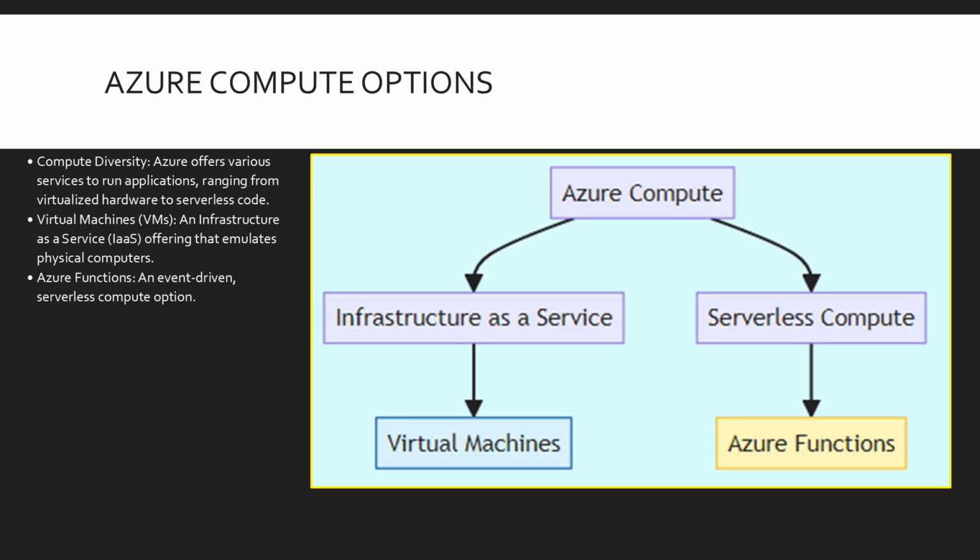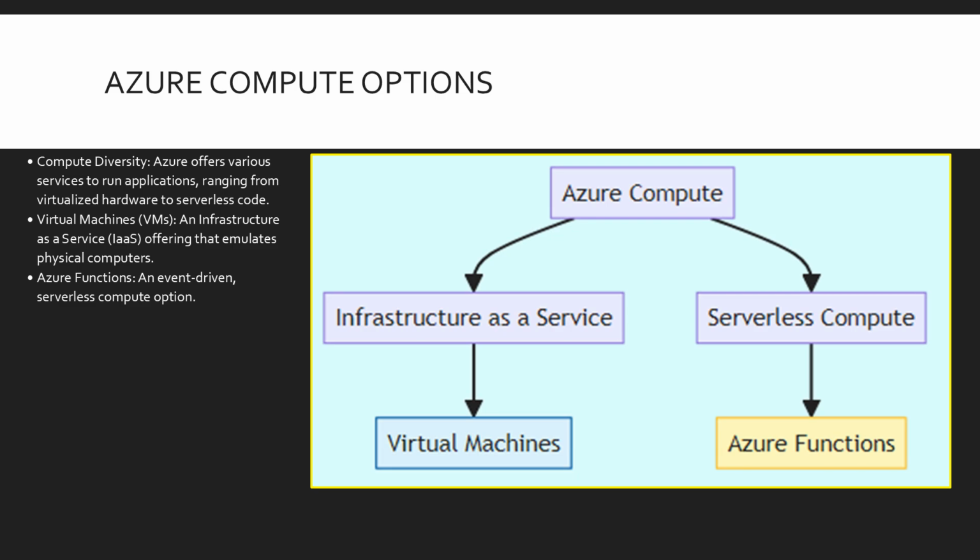Azure compute services vary based on how much control you need versus how much management you want Azure to handle. On one side, we have virtual machines, or VMs. These provide an infrastructure as a service (IaaS) model where you get a virtualized server that acts just like a physical computer. On the other side, we have Azure Functions. This is a serverless, event-driven option where you focus purely on the code. Today, we will break down the what, why, and how of these two distinct services.